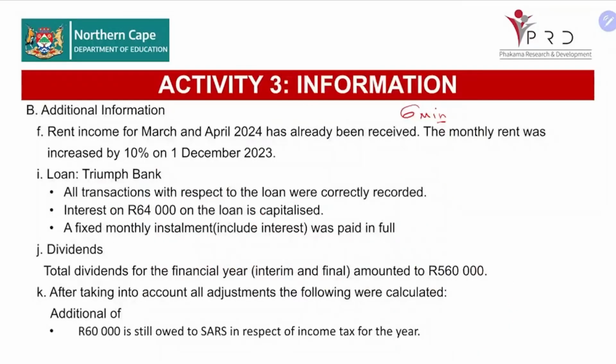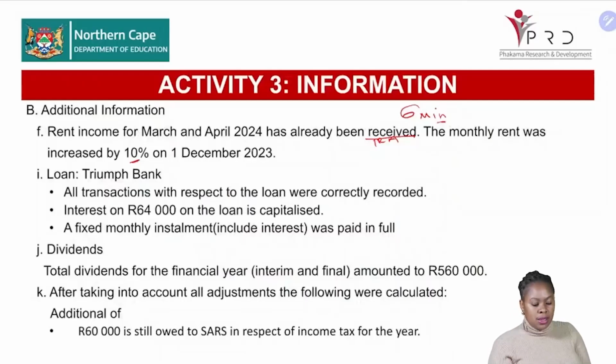And then our examiner has given us an adjustment relative to that. Okay, so the adjustment says the following: rent income for March and April 2024 has already been received. This is what? This is an income received in advance. All right. The monthly rent was increased by 10% on December 2023.